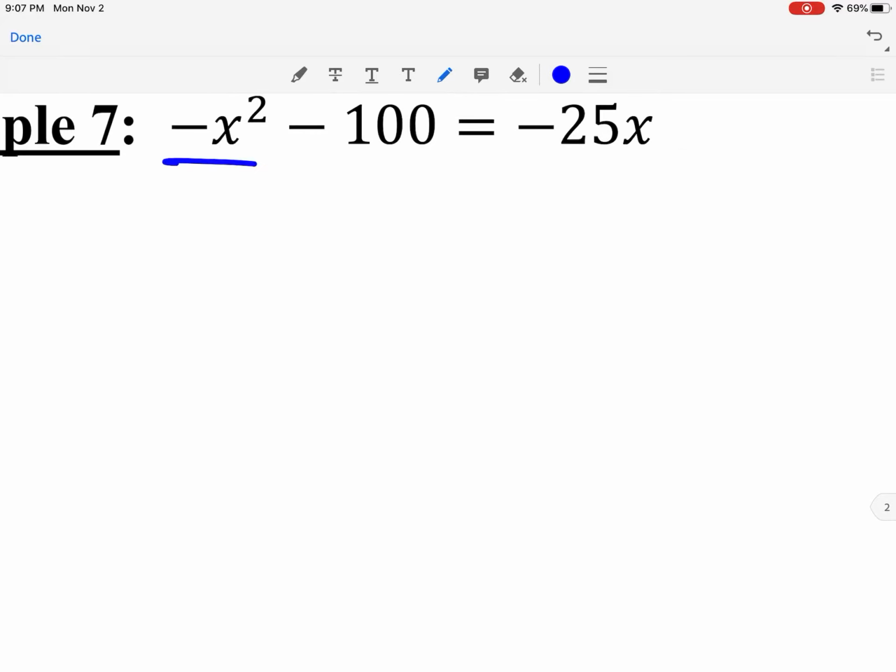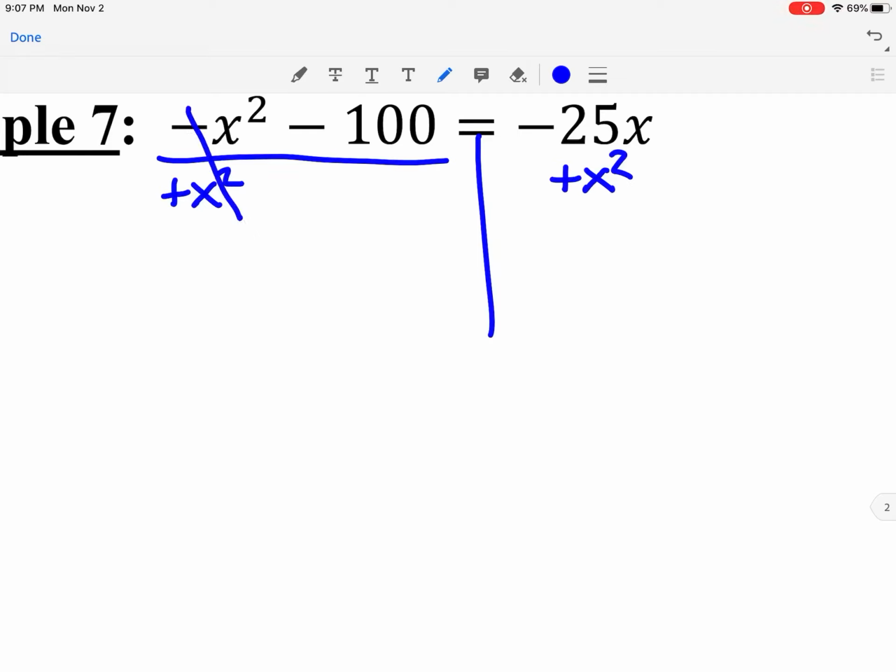For example, the next one, x squared is negative, so this time we're going to be moving everything from this side over to the right. So how I move things, it's a negative x squared, so then I'm going to add x squared. And I'm going to move the 100 at the same time, so that's going to go to 0. Minus 100, so I add 100 plus 100. That goes to 0 as well. So now I have 0 equals.